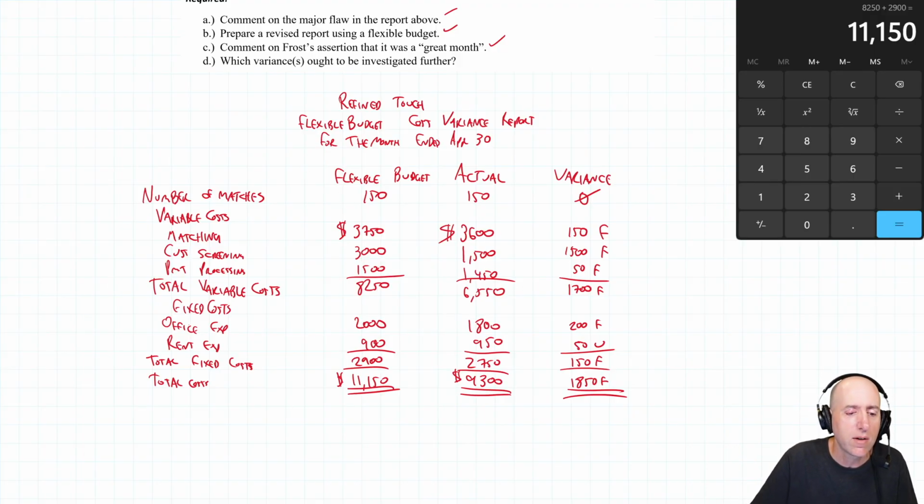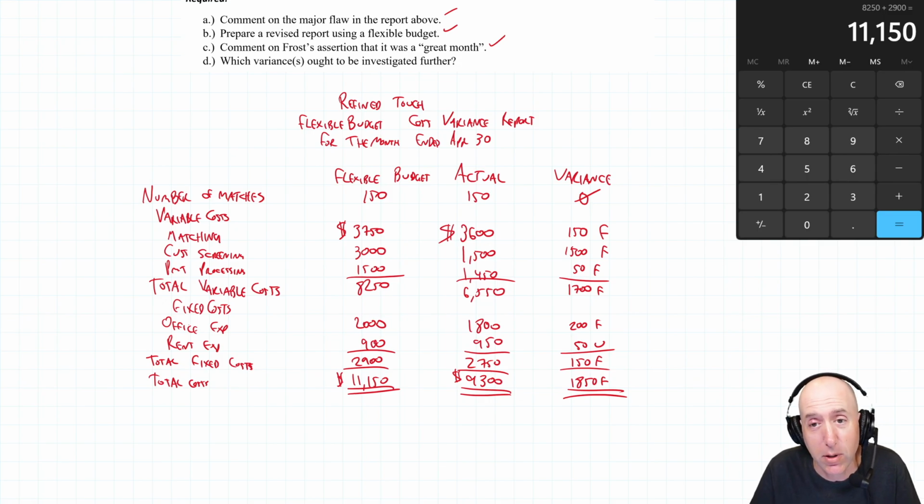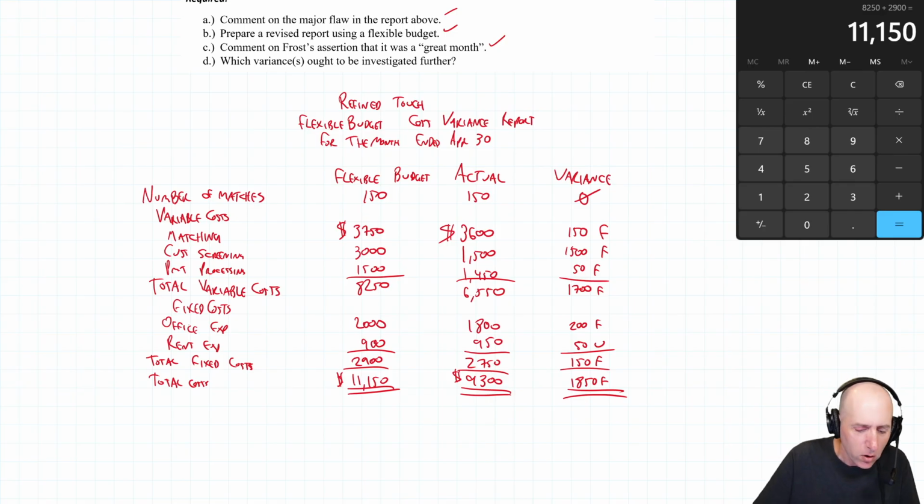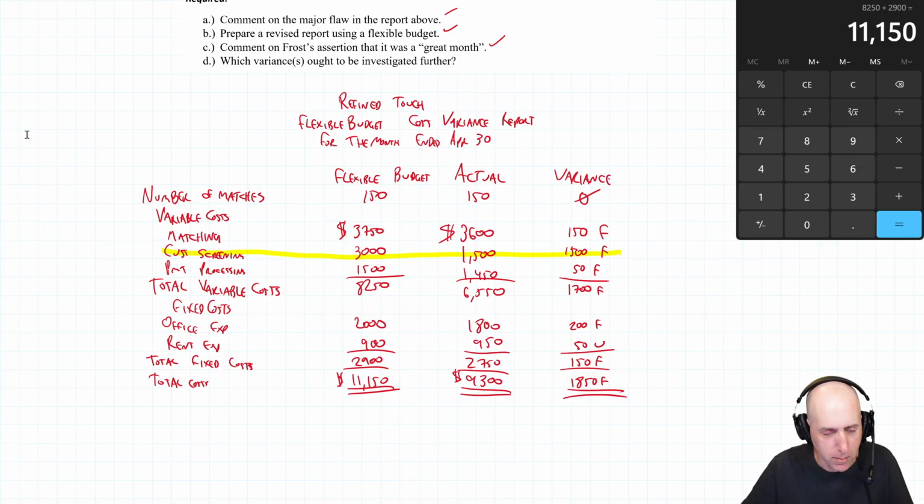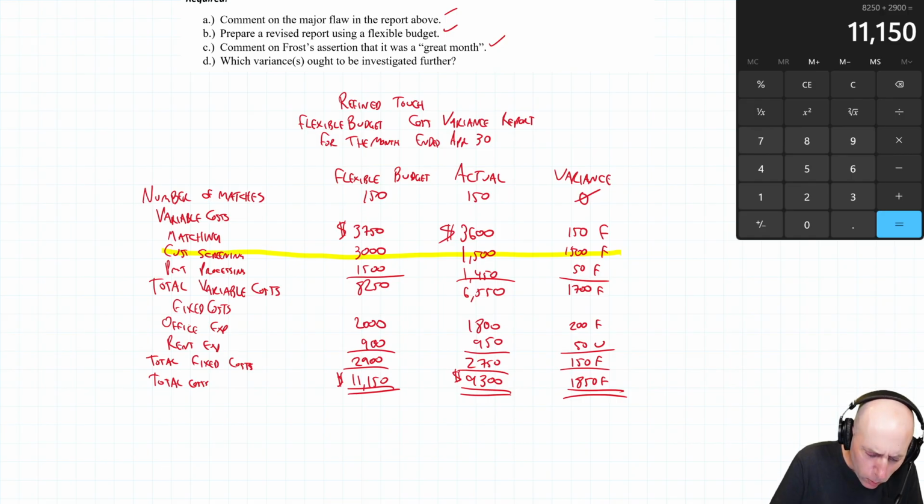Generally speaking, you're looking for the biggest numbers. Generally speaking, you'd be looking for the biggest unfavorable variance, but there weren't any significant unfavorable variances. Let's look for our biggest variances though in general. And this one is actually mildly alarming. The fact that this is a matchmaking service. We expect to spend $3,000 in screening. We only spent $1,500 on screening.